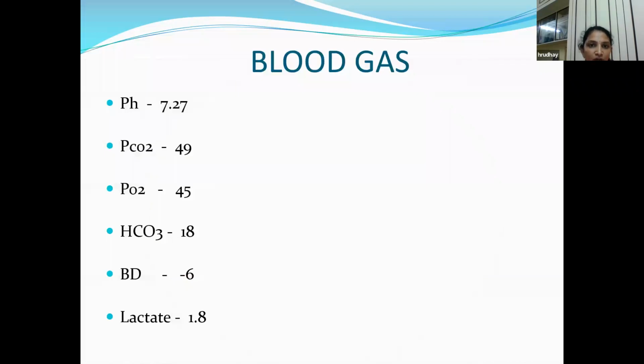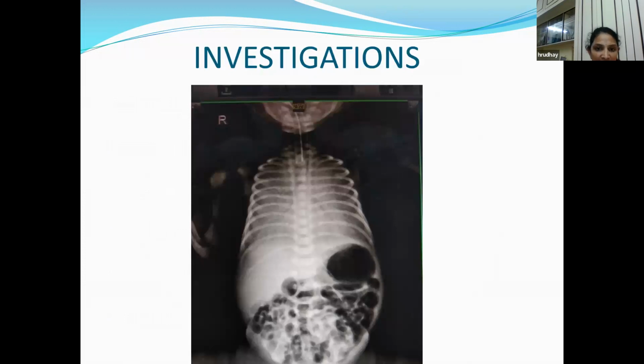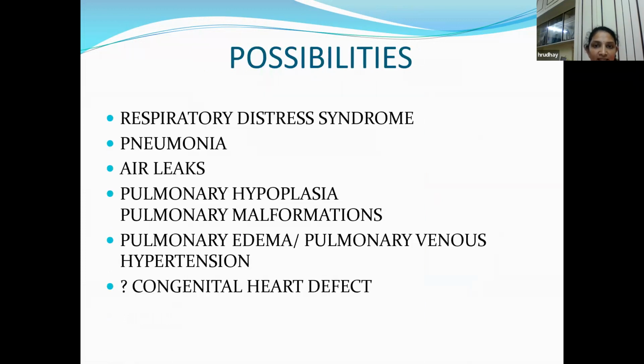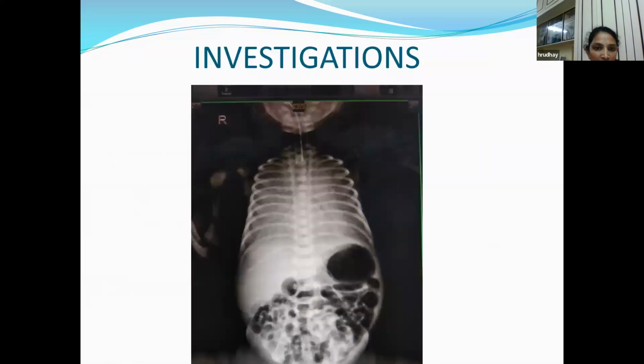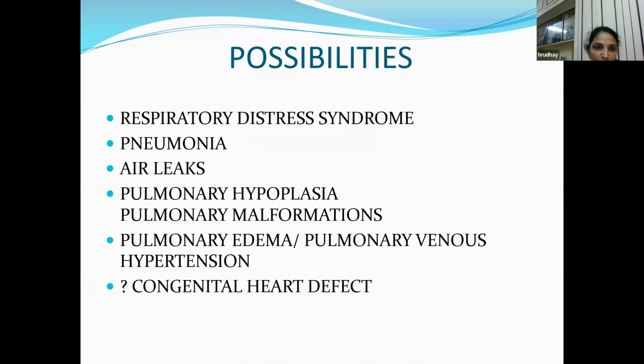So if I go back to the index case with this background, we did a blood gas with a pH of 7.27, PCO2 of 49, PO2 of 45, bicarbonate of 18, and lactate of 1.8. The X-ray done at this time showed ground glass appearance bilaterally. So if we think of possibilities in a preterm with respiratory distress and a ground glass appearance on X-ray, what could be the possibilities?